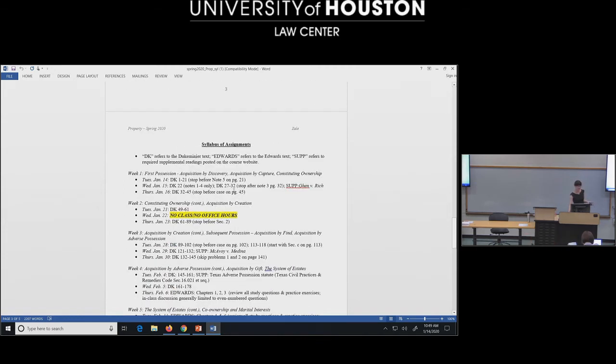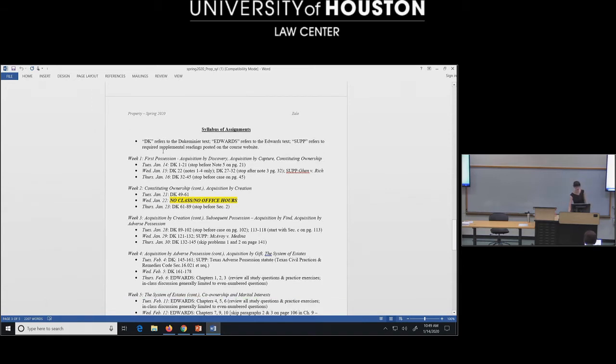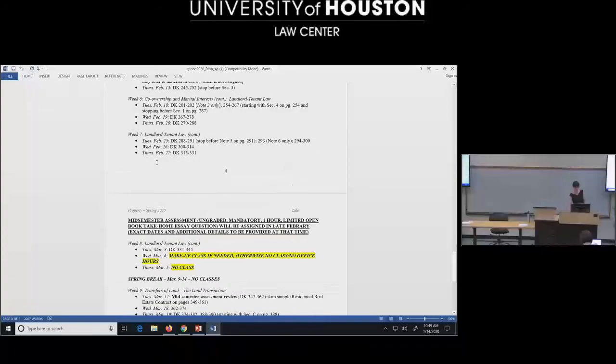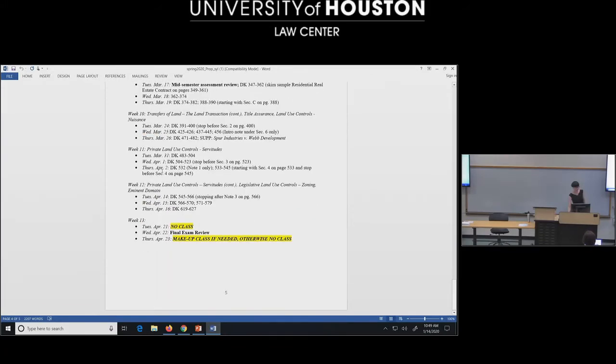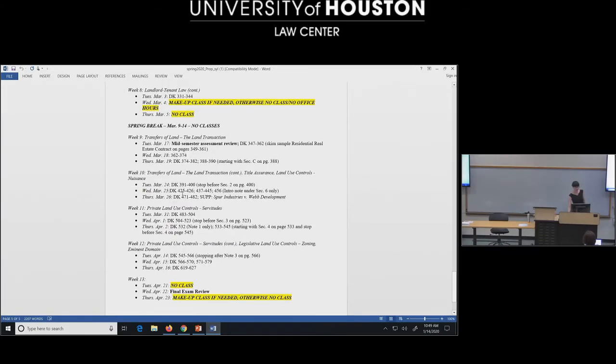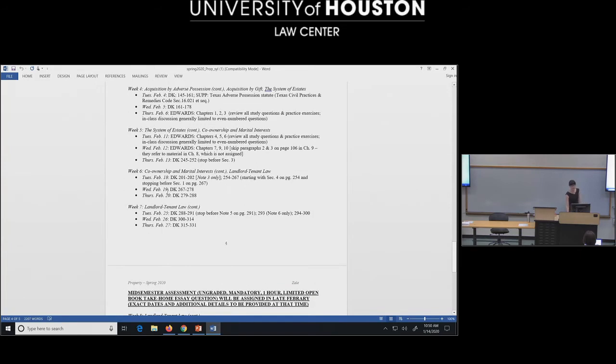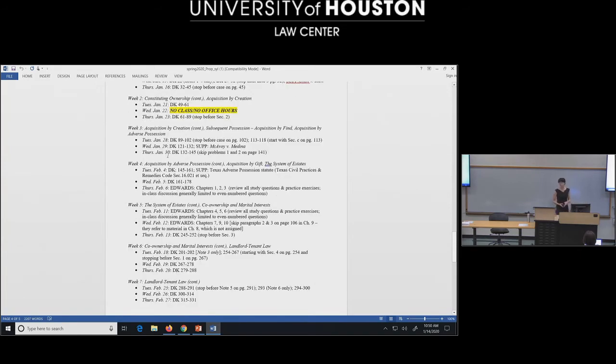And then again, this gives you the schedule and the abbreviations for what is what, and I think everything else is pretty self-explanatory in the last 2 pages. So, any questions about logistics before we get into the assigned material?